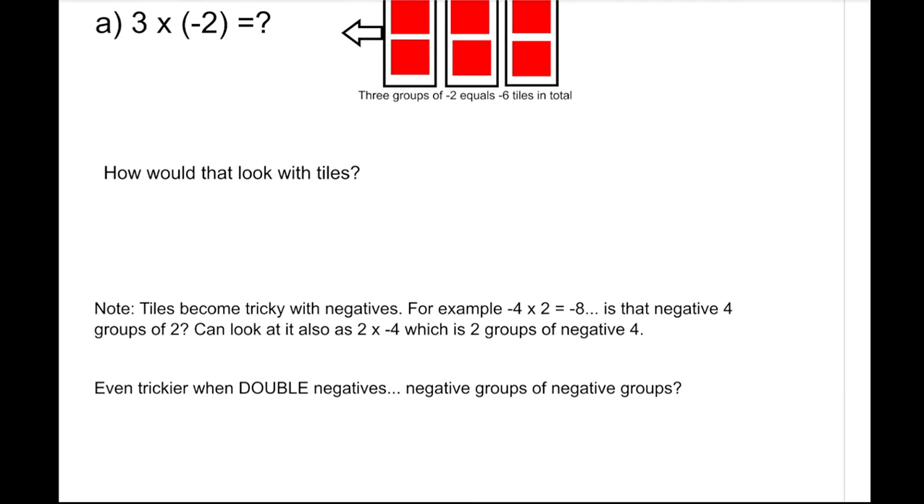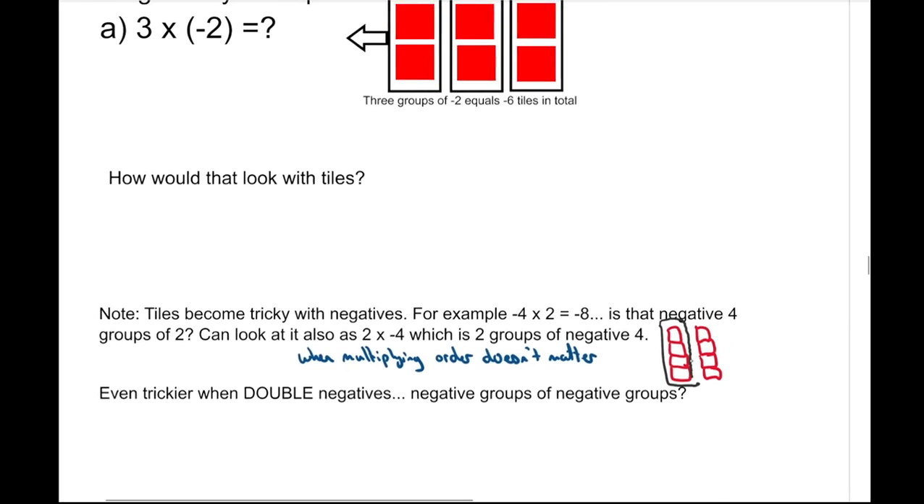But with multiplying, we can switch our two numbers. So when multiplying, order doesn't matter. So I can switch these two numbers. So I can have it as 2 times negative 4 instead, which means 2 groups of negative 4, which makes it a little bit easier to understand or maybe visualize. So I have my 2 groups.